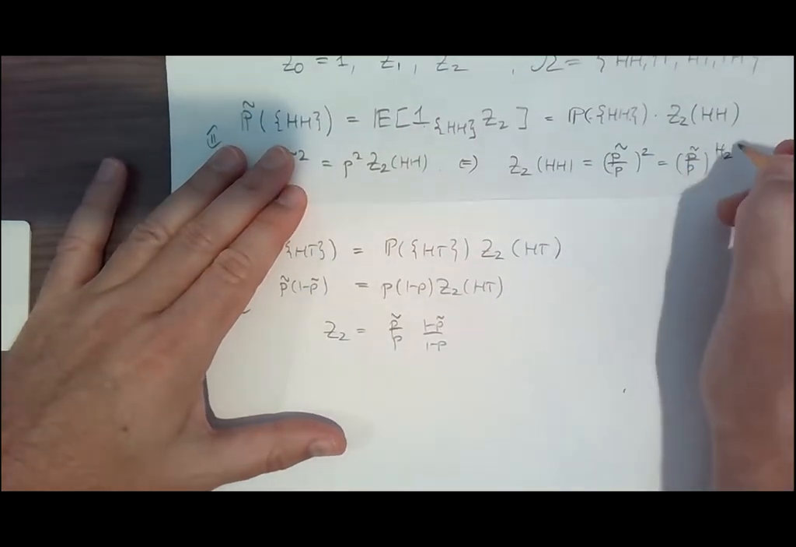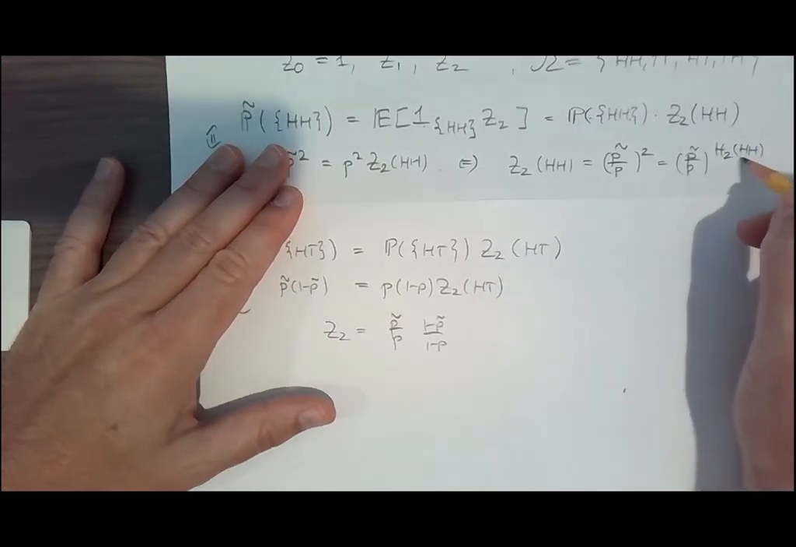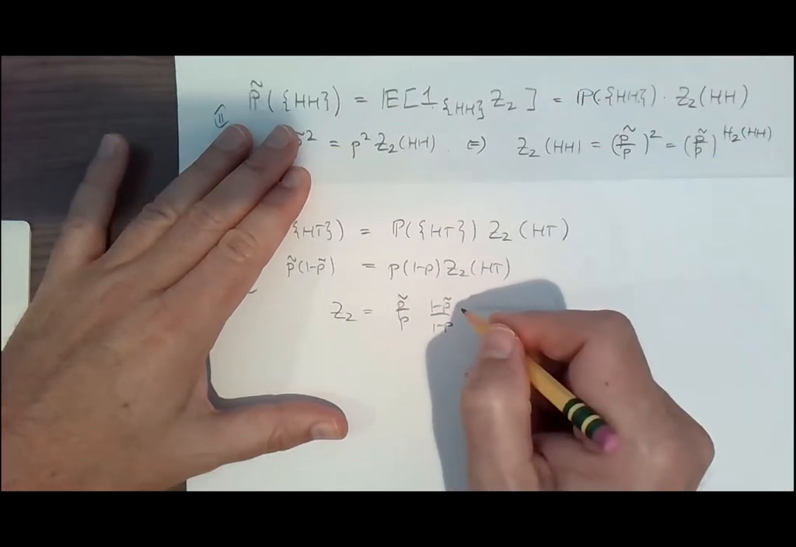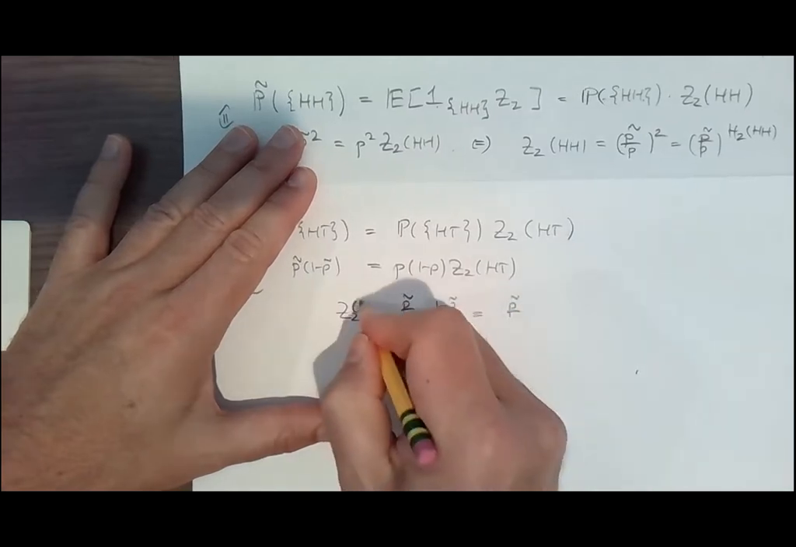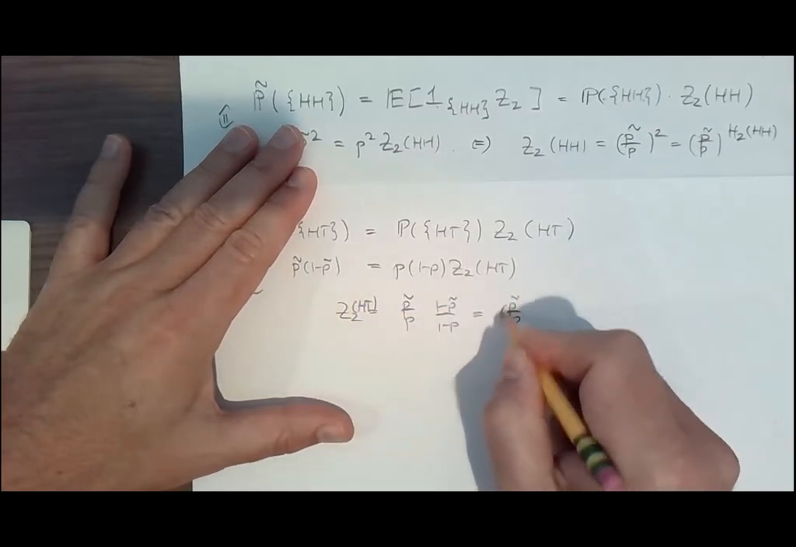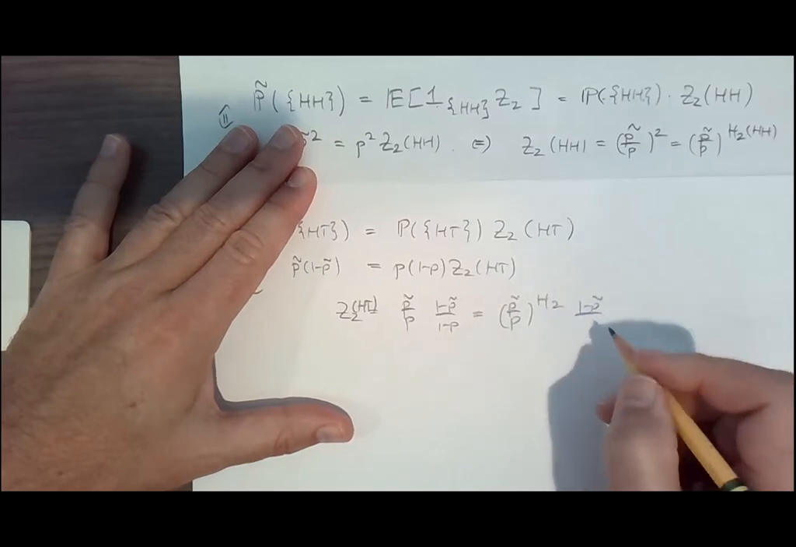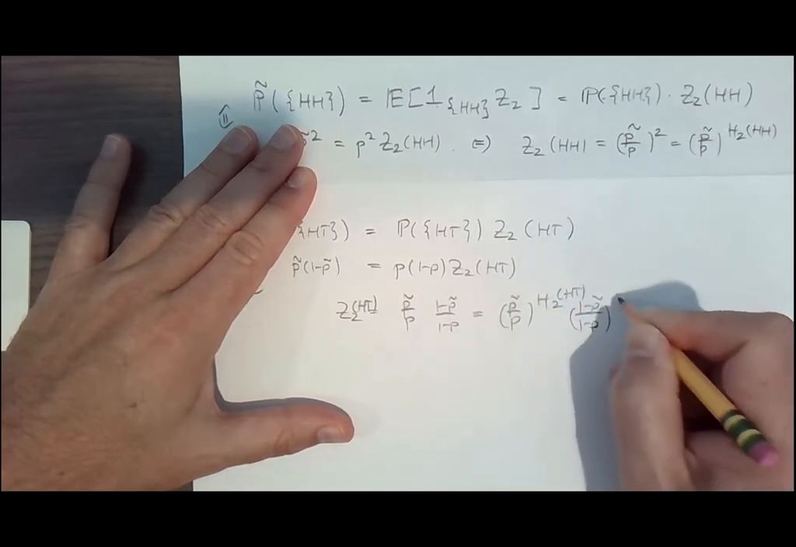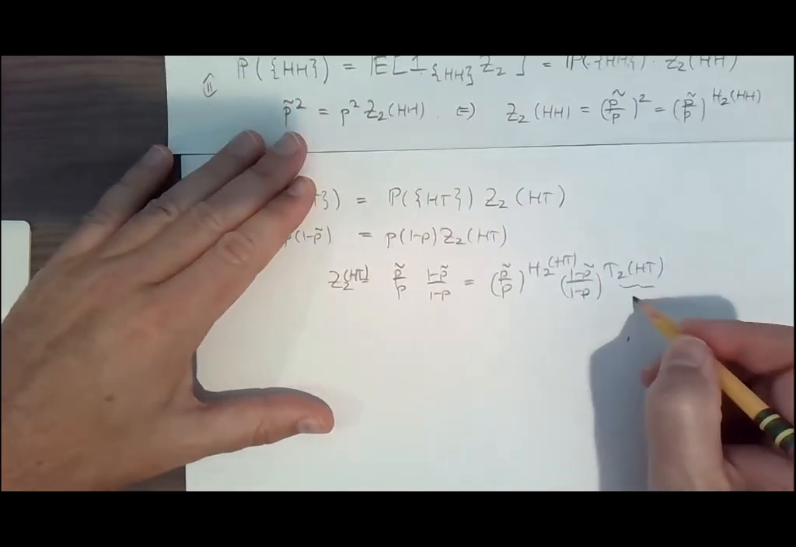The number of heads evaluated at heads, heads. Right, so the number of heads coming out when you're on the heads, heads path, this is exactly 2. And you can do the same thing down here. This here will be equal to P tilde over P to the H2 times 1 minus P tilde divided by 1 minus P. So this is at HT. This is T2 over HT. Ideally both are equal to 1.